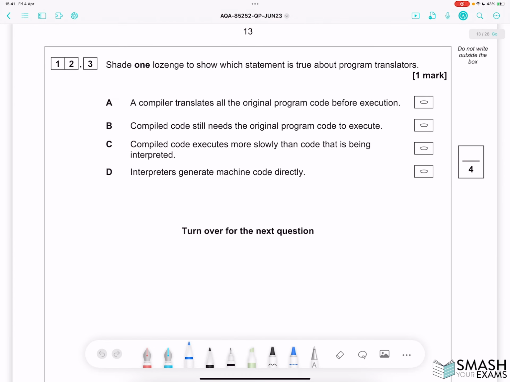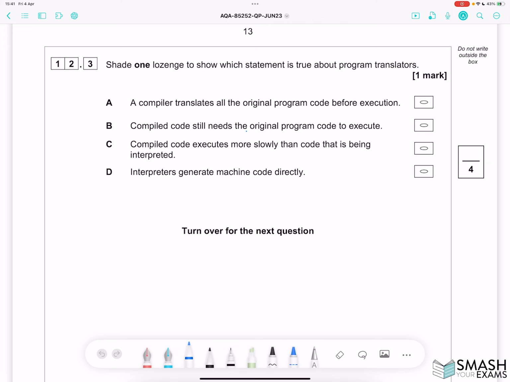Okay, we've got another multiple choice one now. Shade one lozenge to show which statement is true about program translators. Looking at this one, a compiler translates all the original program code before execution. That sounds like it would be accurate. Yes, let's double check the others just in case.